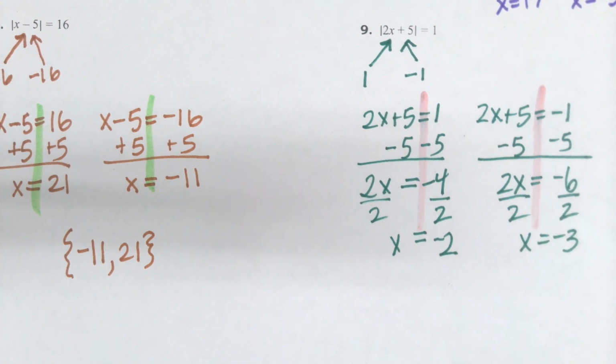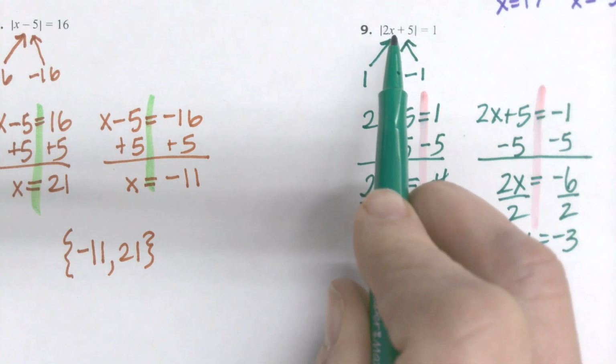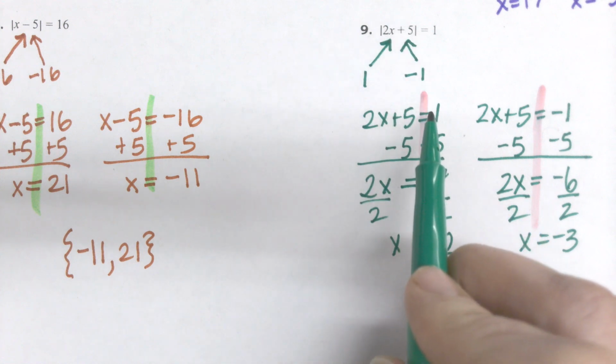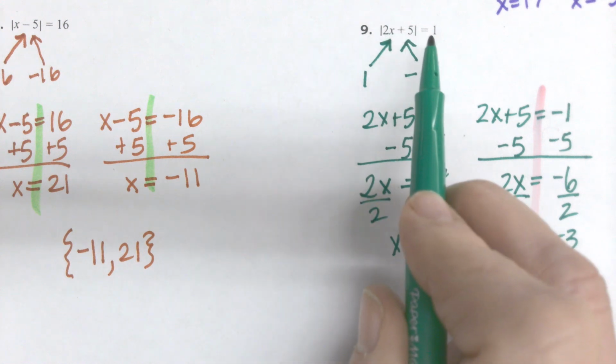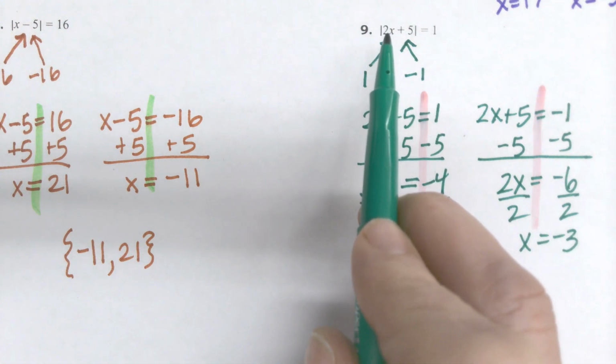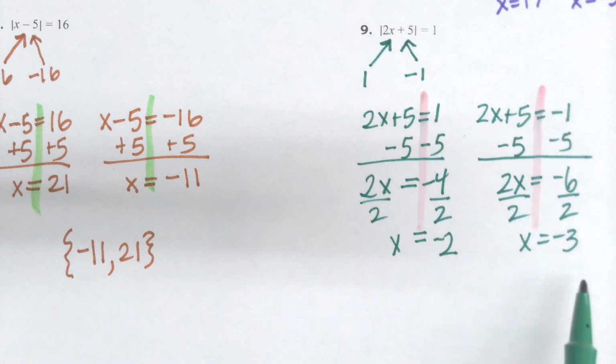Yep. Again, if I plug it back in here, 2 times negative 2 is negative 4. Negative 4 plus 5 is positive 1, so that's good. Positive 1, absolute value would equal 1. If I put in negative 3, that would be 2 times negative 3, which is negative 6. Negative 6 plus 5 is negative 1, and the absolute value of negative 1 is positive 1 as well. So both of these answers will produce that.